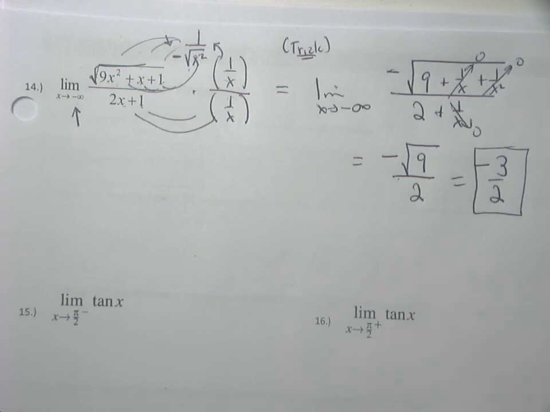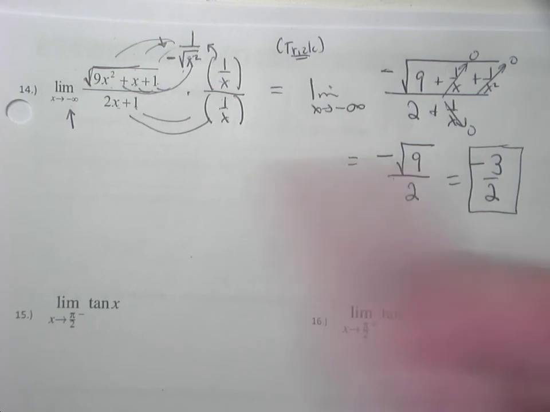If you actually graph this thing, you would see that if you go to positive infinity, the answer would be 3/2, but negative infinity would be negative 3/2. It actually has two horizontal asymptotes on this thing. All right?